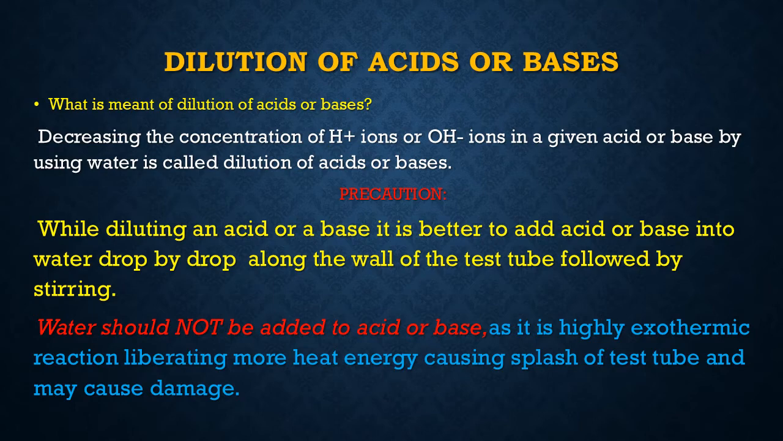What is meant by dilution of acids or bases? The answer is, decreasing the concentration of H plus ions or OH minus ions in a given acid or a base by using water is called dilution of acids or bases. Dear students, in this process, there is a very important precaution for you. What is the precaution? While diluting an acid or a base, it is better to add the acid or base into the water drop by drop along the wall of the test tube, followed by stirring.